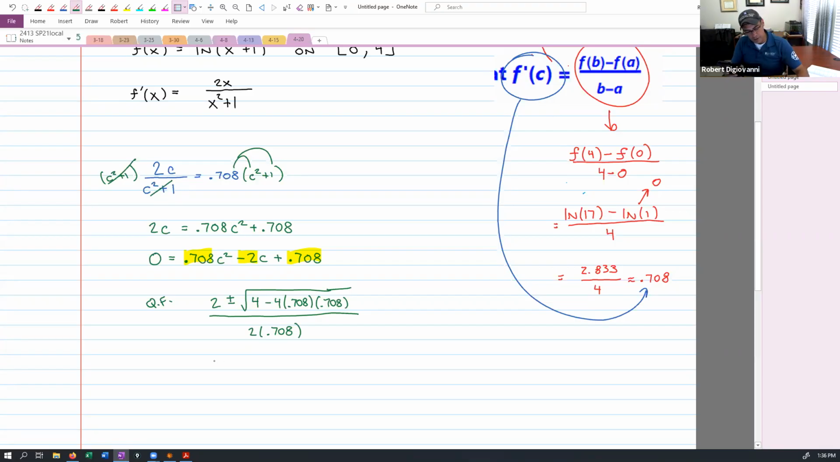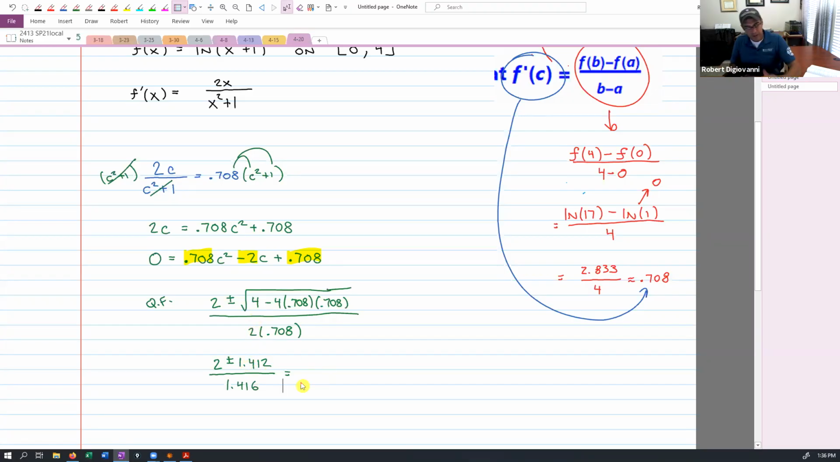Not the final, I'll just do this 2 plus or minus. When you do all that square root stuff, you should get 1.412 all over. Oh, I hit the wrong button. 2 times 0.708. So 1.416. So there we go.